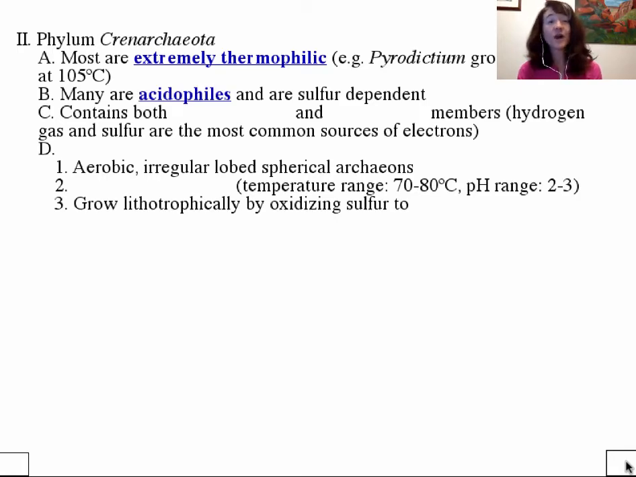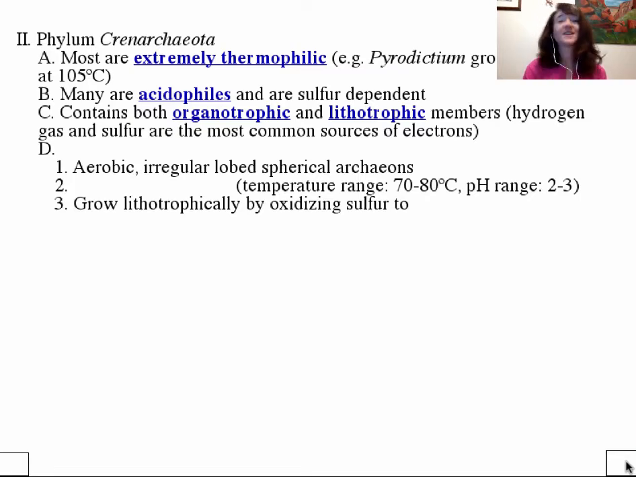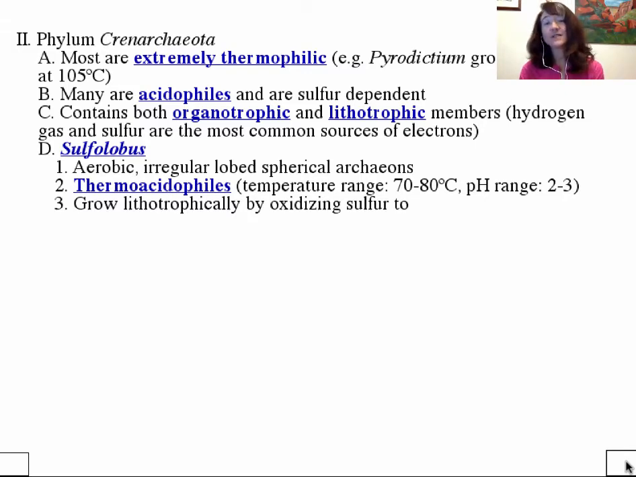These often are also lovers of acid and are sulfur dependent, and some of them are lithotrophic, but some of them are organotrophic. So it depends upon which one we're talking about. The one that I want to talk about today is one that lives in Yellowstone, because we're going to tour Yellowstone. This one is called Sulfolobus. Sulfolobus sulfataricus is one that we find in Norris Geyser Basin in Yellowstone. It is aerobic. It has an interesting spherical shape, a little bit irregular, but it loves it hot, around 70 to 80 degrees Celsius, and it also loves the acids that you get at Norris Geyser Basin.